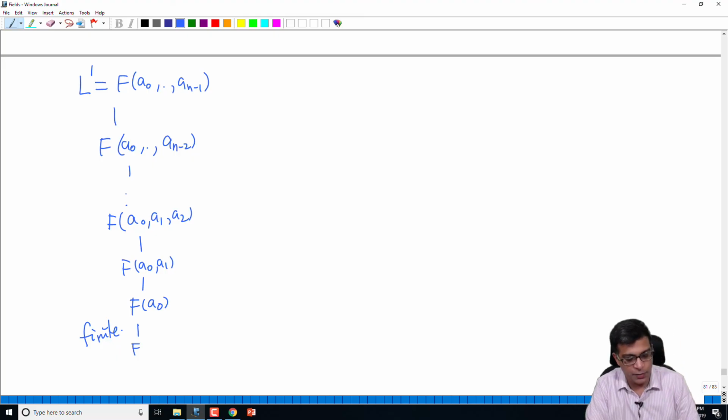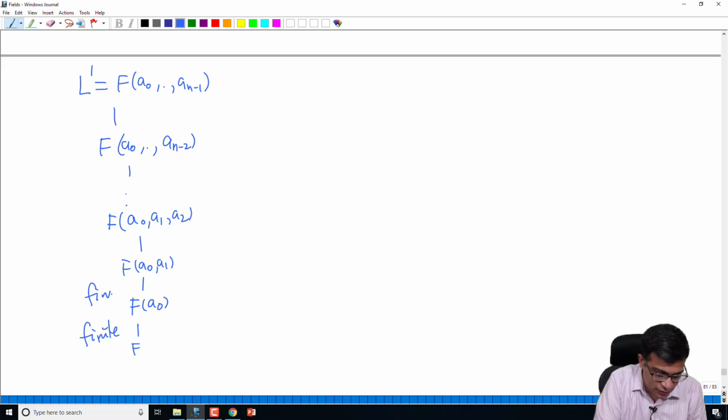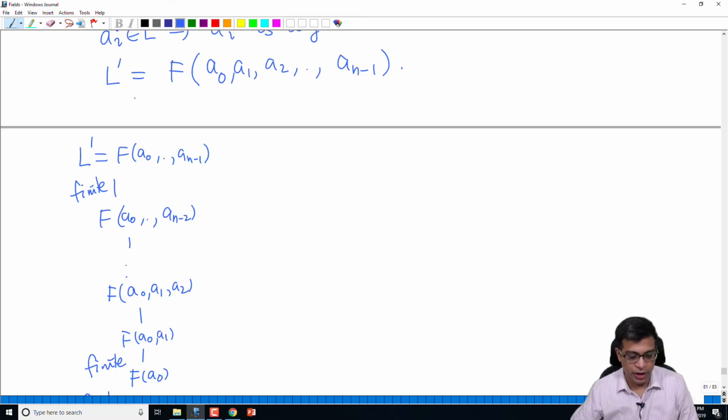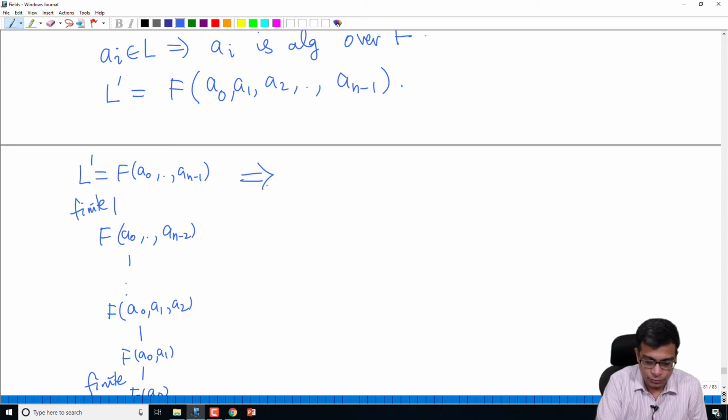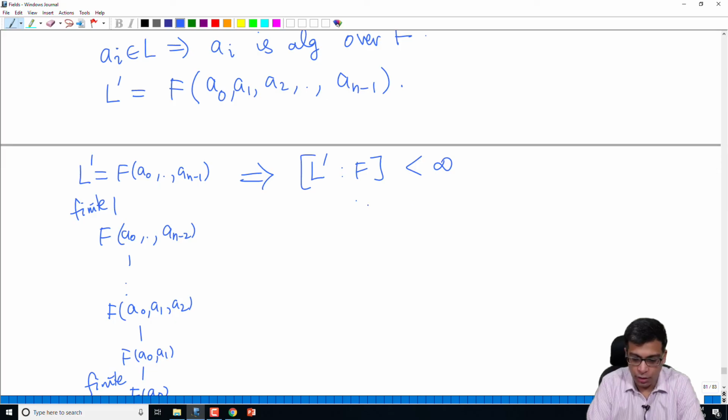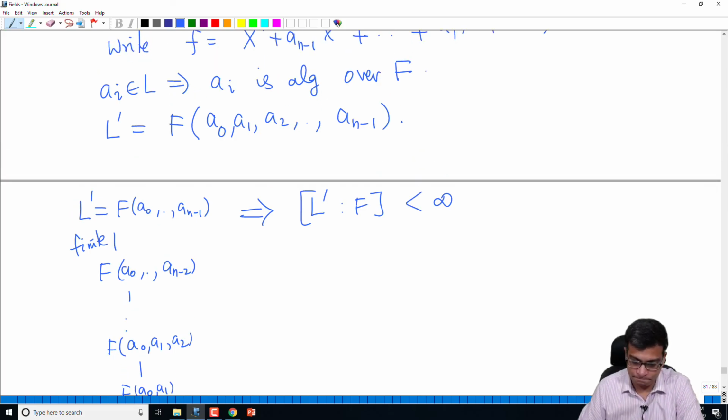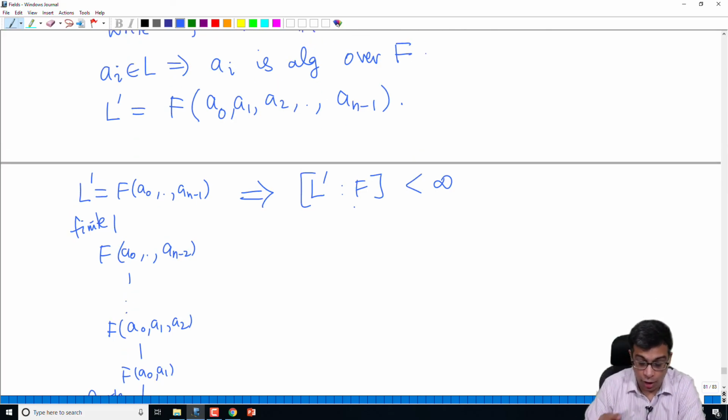Similarly, A1 is algebraic over F. Certainly A1 then is algebraic over F(A0). So this is finite. Everything here is finite. So L prime over F is finite. But a finite extension is algebraic. Okay, so what I want to say is that it is finite. Now, let's keep that aside.